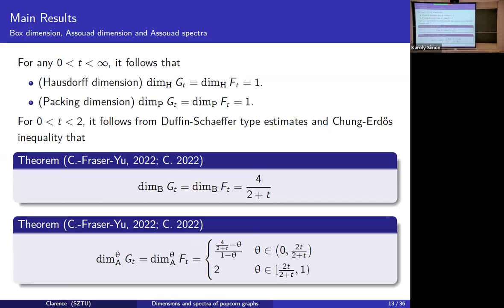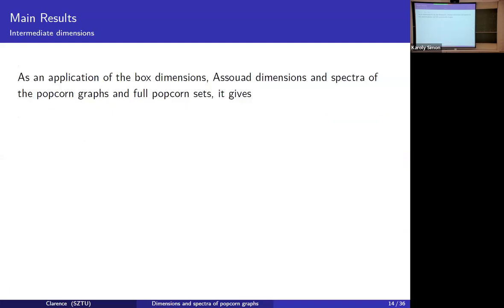Moreover, as for the R-squared spectrum, we also have the exact formula like this. Just to say, since we saw the graph at the beginning of the talk, it says that if t changes, the shape of the popcorn graph also changes. So the box dimension and the spectrum are also determined by the choice of t.